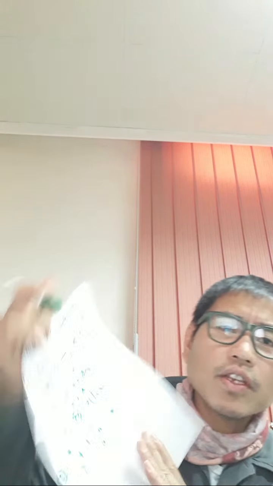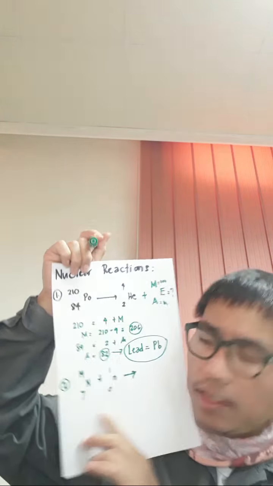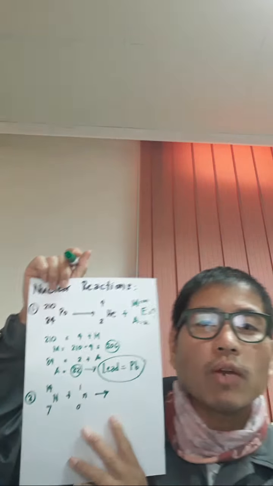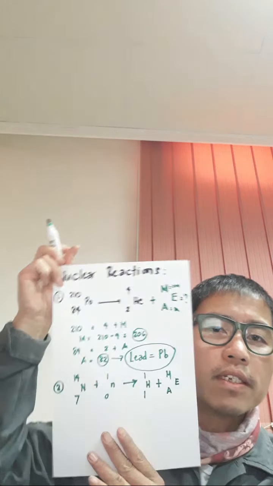So this is the neutron. Then it's very clear that it will produce a proton, 1 1 P and/or 1 1 H. So this is 1 1 H, plus M A E. So the same story with number 1.